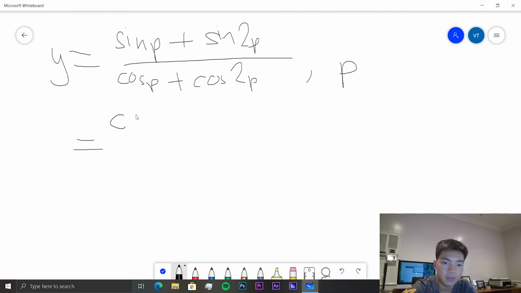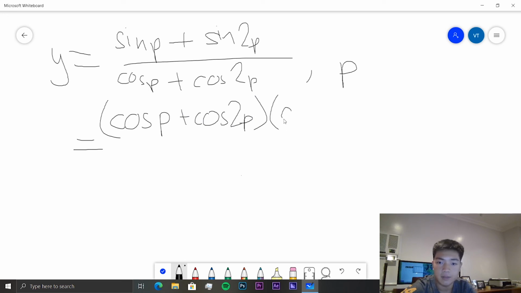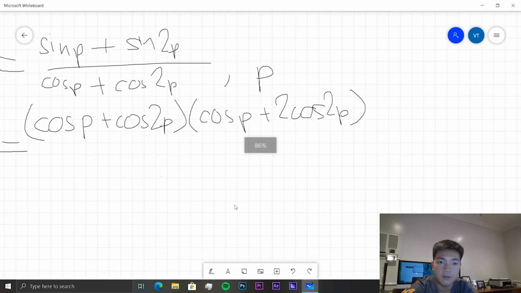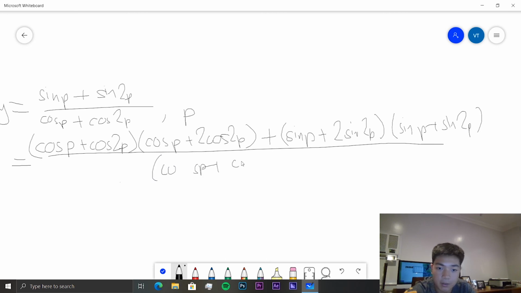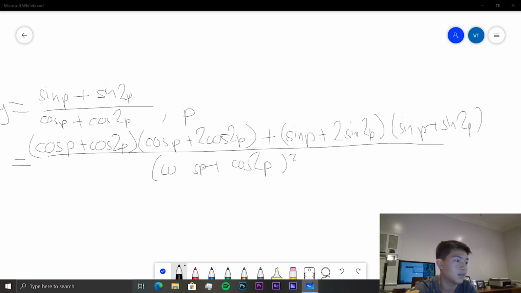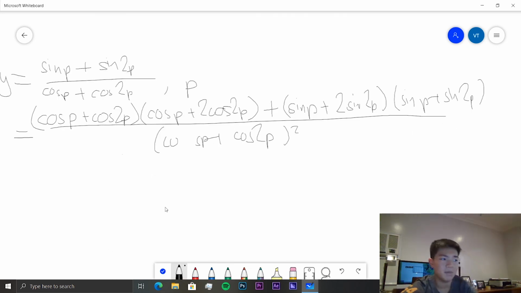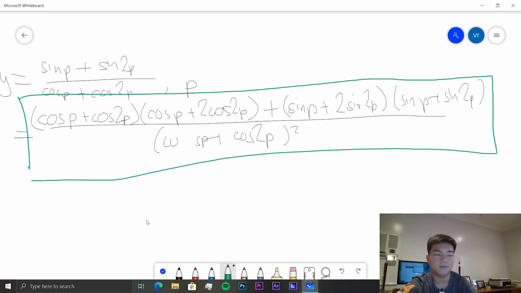So first we have v times u prime, where v is cosine p plus cosine 2p. The derivative of the numerator is cosine p plus 2 cosine 2p, minus uv prime. So we have minus minus, so we actually have plus over here. This is going to be plus sine p plus sine 2p times sine p plus 2 sine 2p, all over the bottom squared. So we have over cosine p plus cosine 2p, squared. And we can probably simplify this, but I'm not going to expand it. I'm going to leave it like this. We could expand it, but that's not really the point of the exercise.